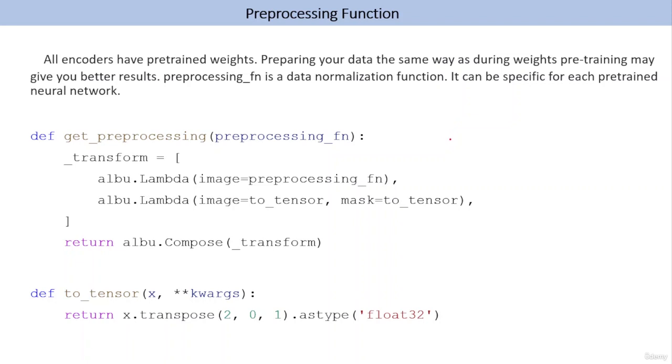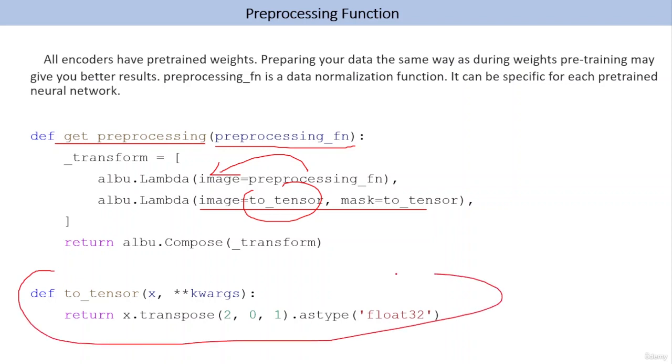So here you can see the get pre-processing. It takes as a parameter a pre-processing function, and that pre-processing function will be applied to the image, and then that image will be converted to the tensor. Here you can see the toTensor function. That toTensor function is defined over here. Now let's switch to the Google Colab so that we can run this code and we can see the output after applying the augmentation on the data.